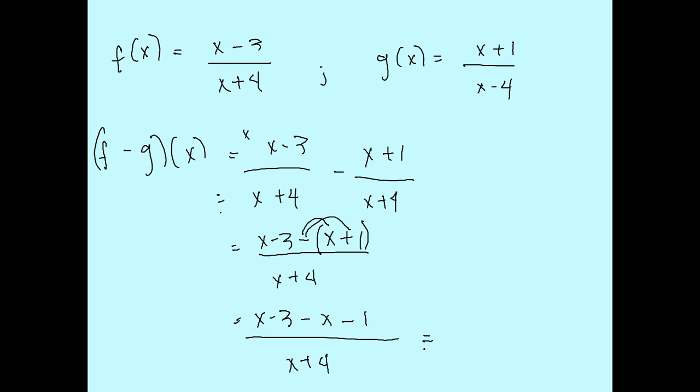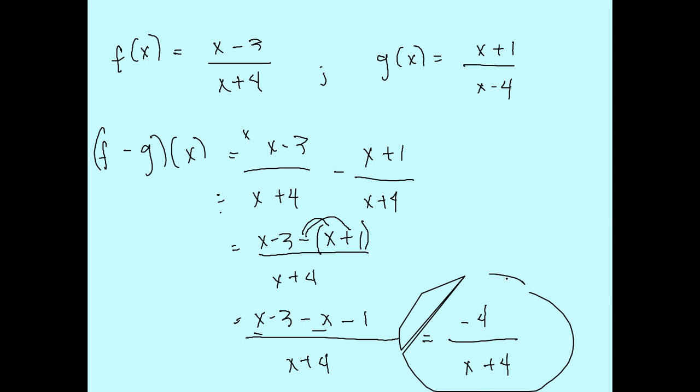Okay, after po nun, we're going to combine the like terms. So, we have here positive x and then negative x. Magkaiba sila ng sign, so automatic po, 0 po yan. And then negative 3 minus 1, that is negative 4. And then copy the denominator, which is x plus 4. So, ito na po yung magiging final answer po natin, resulting to negative 4 over x plus 4. Ganyan po yung gagawin natin kay subtraction.